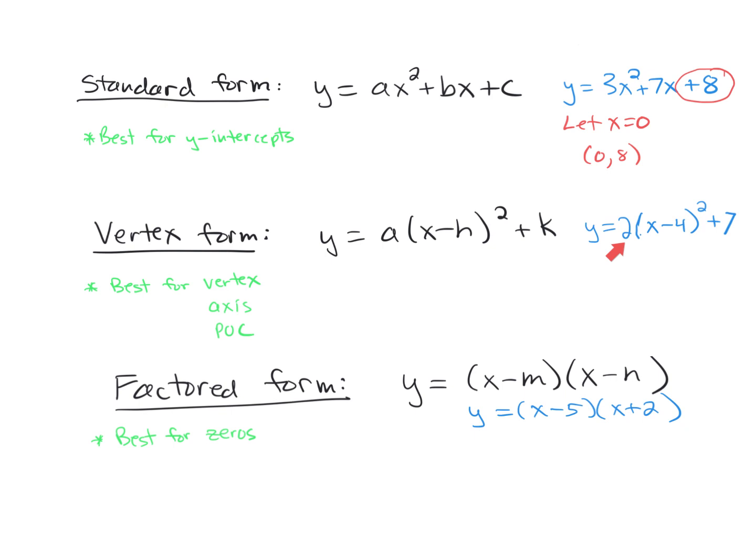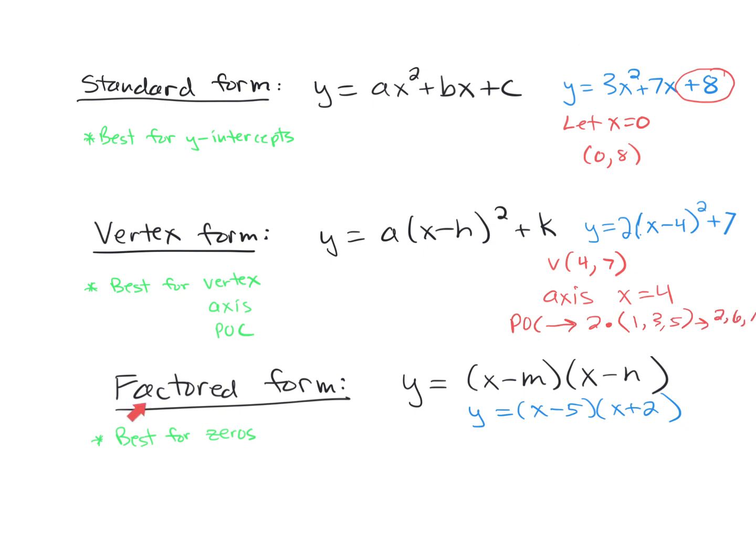And so this type of form is best for finding the vertex. And we know the vertex for this one is going to be positive 4, positive 7. There's that right shift and the upshift. Then our axis of symmetry has to go through the x coordinate here. It has to go through that point, and it's got a vertical line through this value, so you can pick out the axis of symmetry very easily. And then the last one is the POC. Our POC, in this case, since there's a 2 in front, we need to take 2 times our standard POC of 1, 3, 5, and that is going to give us 2, 6, 10.